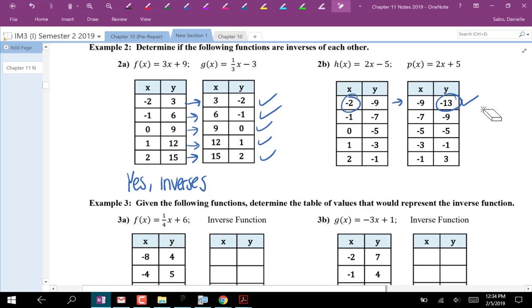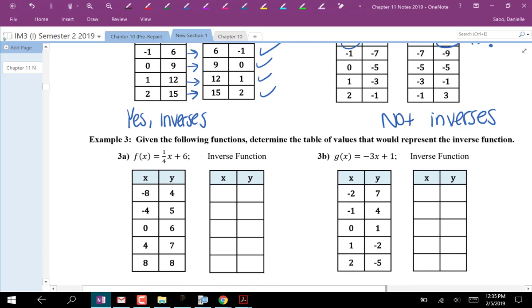So I'm going to not put a check mark. I'm going to put no, or an X instead. You can put a little X here saying that they don't. Okay, so I'm going to put not inverses. Gosh, that's really bad. I'm sorry. It's hard for me to see. So that's pretty easy. Just visually check to see if all the X's and Y's change. Last one.